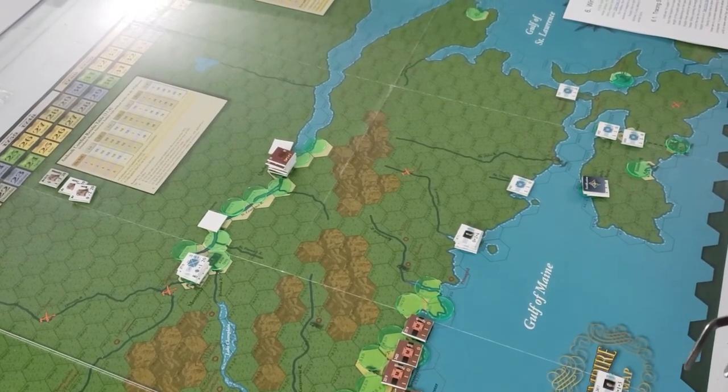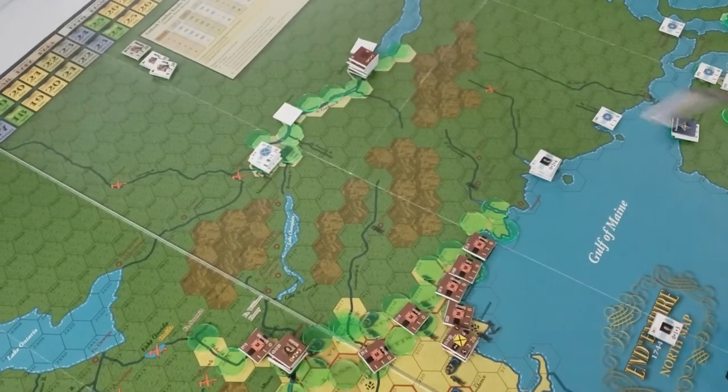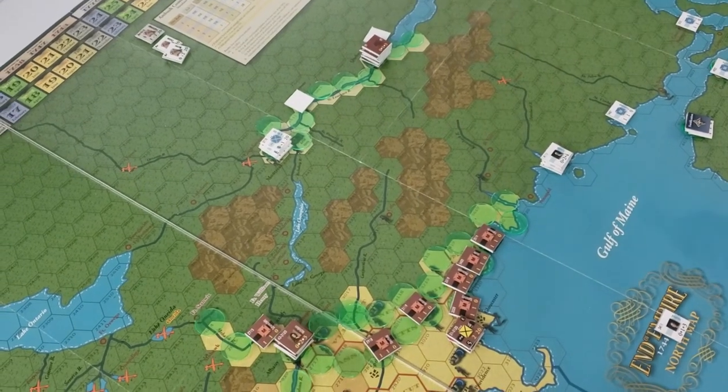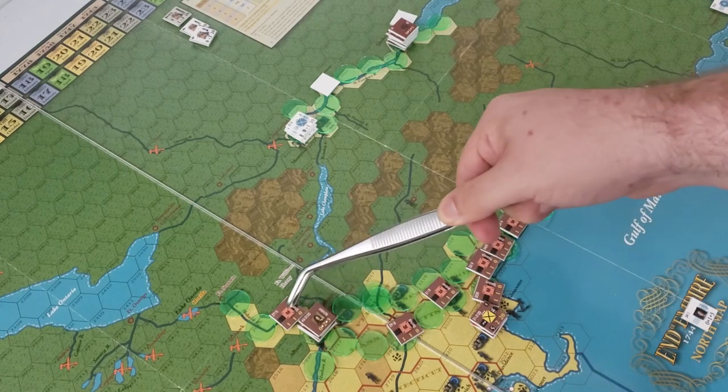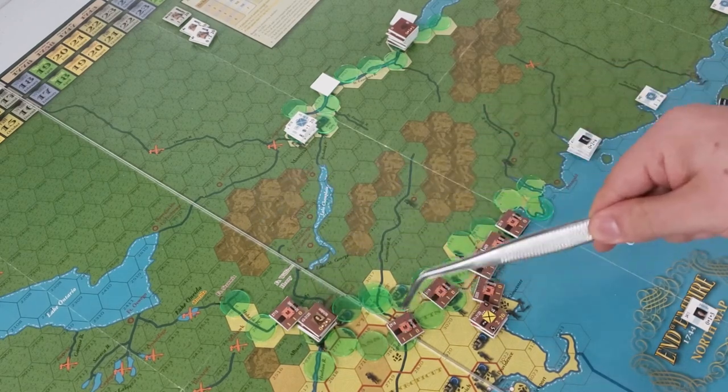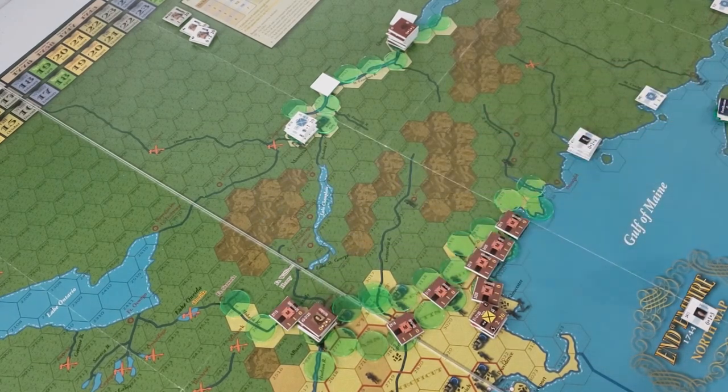The British, by comparison, they don't have Quebec. Quebec is not an outpost for the British, so they can't build it and get a point. They have these two in New York, 1, 2, 3, 4, 5, 6, 7, 8. So just by the barest of margins in terms of victory points, despite capturing Quebec, which is a coup for sure, despite that, the British win, but by just a sliver, by just a single point do they win.